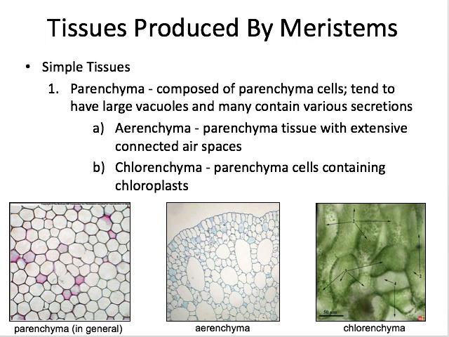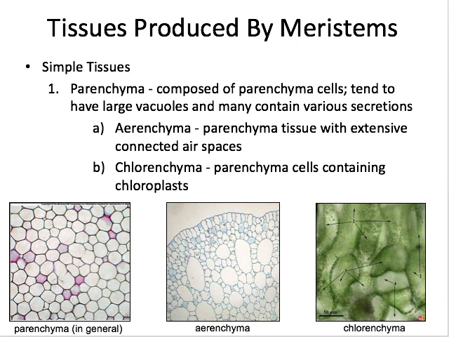The meristems form cells, cells grow into tissues, and tissues grow into organs. And the first group is the simple tissues. The first type of simple tissue is parenchyma tissue. And parenchyma tissue is composed of parenchyma cells. It's a very simple type of tissue because, by definition, there's one cell type that makes up this tissue type.